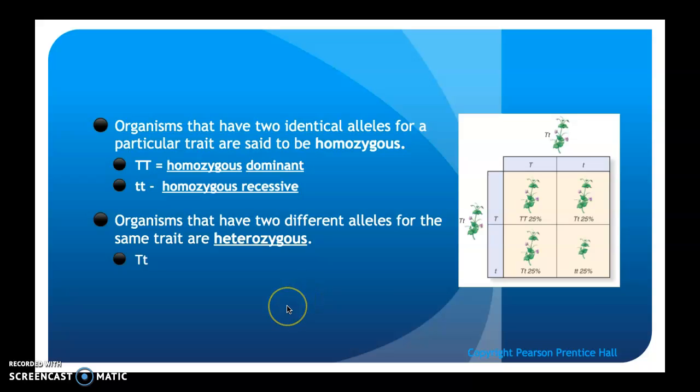However, if you get one capital letter, one dominant allele from a parent, and one recessive allele from a parent, then we're going to call that heterozygous. Hetero meaning different, one big, one small. And we're going to go through these Punnett squares in a little bit, so I'm not going to talk about that right now.